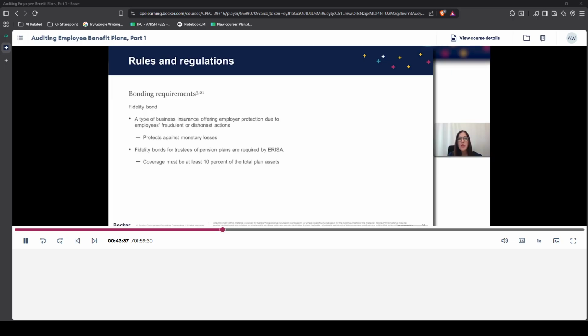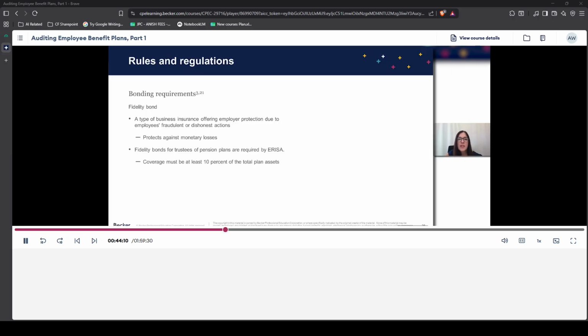So what you're looking for on that bond is, first of all, to make sure it has a specified dollar amount in accordance with those provisions. Make sure that the bond names the plan as an insured, not the plan sponsor. It has to name the plan as an insured. And there can be no deductible associated with the bond. And then understanding who's covered by the bond. Those are the things you're looking for in regards to the fidelity bond itself.